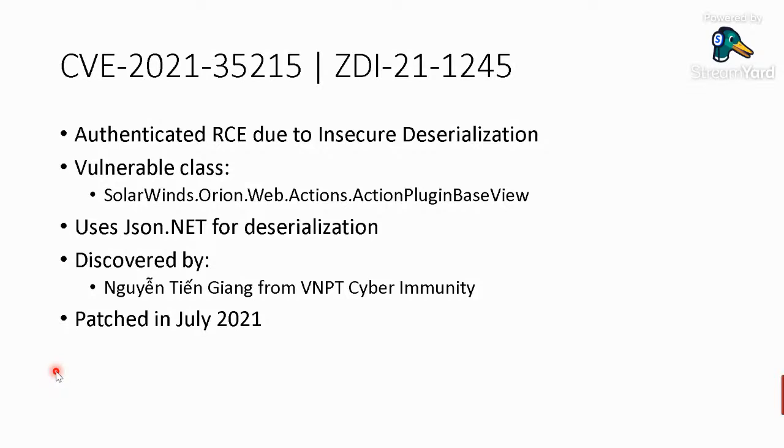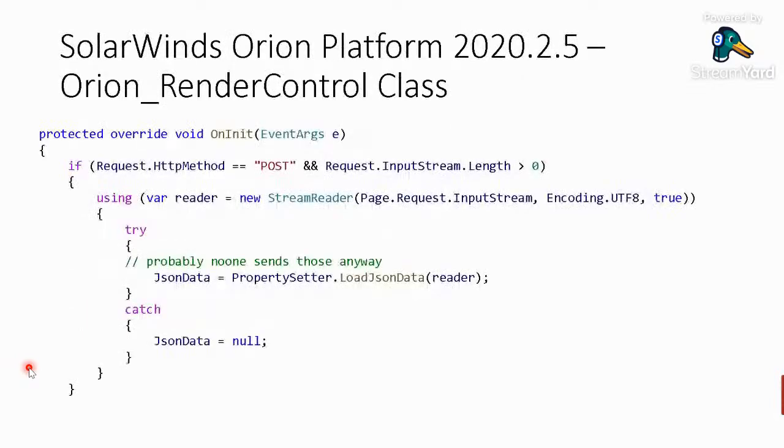As is done in a lot of end-day research, you can stumble upon a new 0-day, as was the case here. And this one was patched July of last year. Of course, again, submitted through ZDI. So, okay, let's start from the source here. So our source in this case is Orion render control.